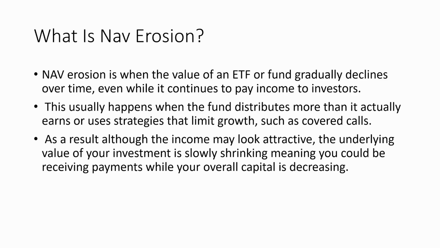So, what is NAV erosion? Well, NAV erosion happens when the value of the ETF or fund gradually declines over time, even if it continues to pay attractive income. The common causes are distributing more than the fund earns, so dipping into capital to maintain the high payouts, covered call strategies that limit the upside potential, and high fees or turnover, which slowly eat at your total returns. The result? You might enjoy impressive monthly or quarterly payouts, but the overall capital could be shrinking, reducing your long-term wealth. NAV erosion is like having a leaky bucket. The water, which is the income, flows in, but the bucket itself is shrinking. So you always have to watch out and be careful of that.